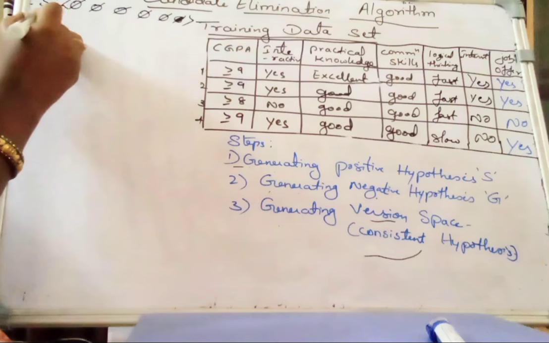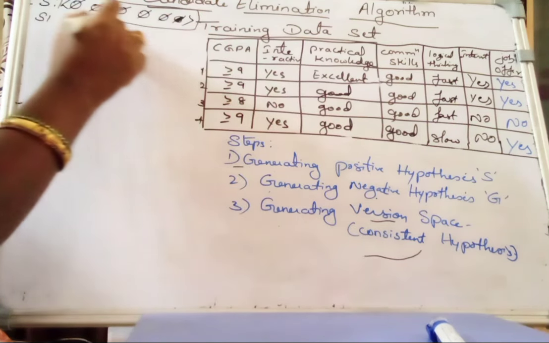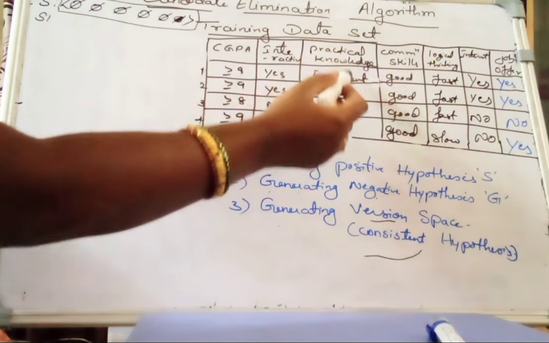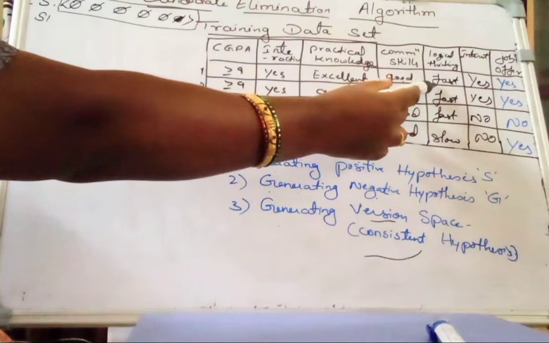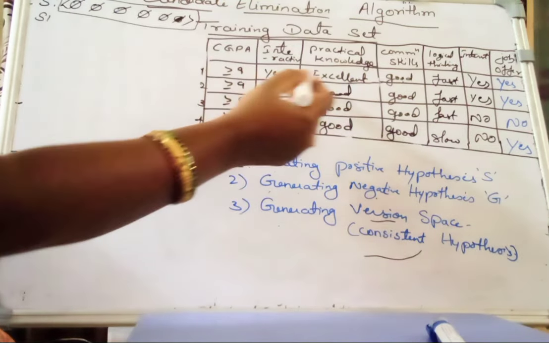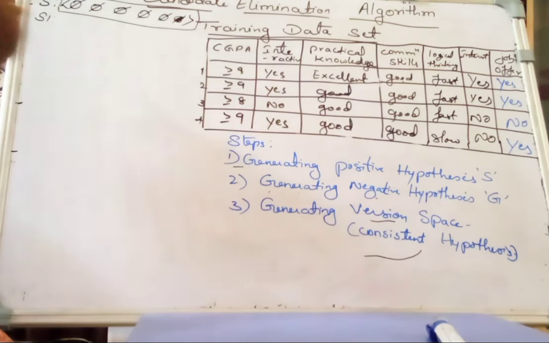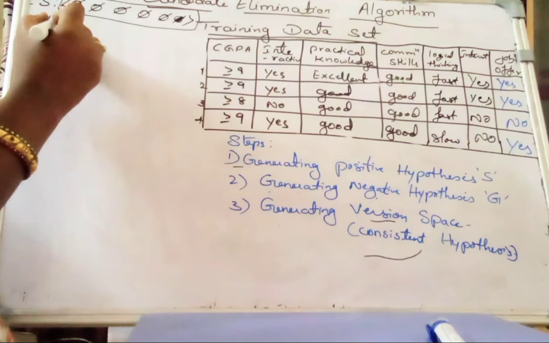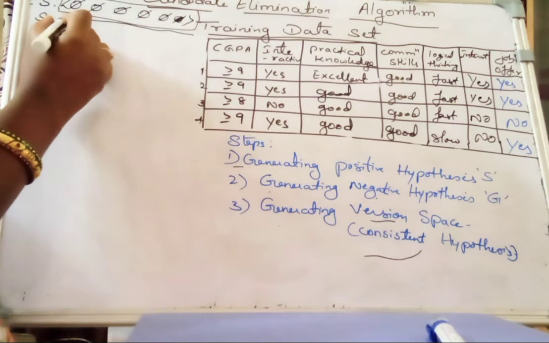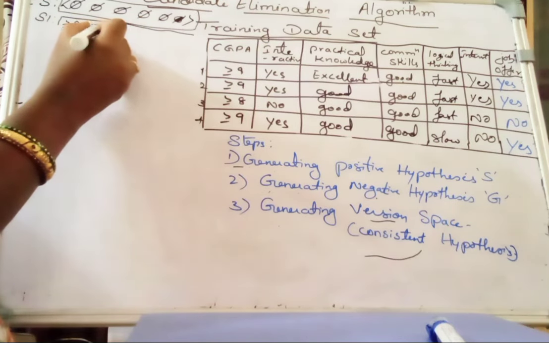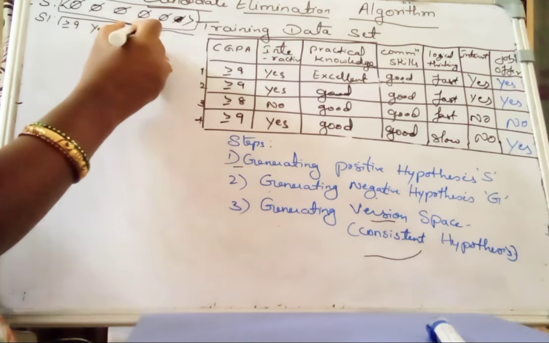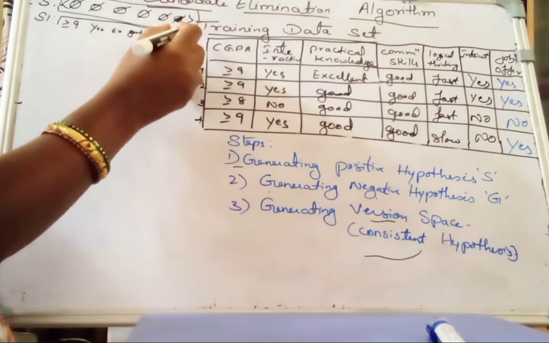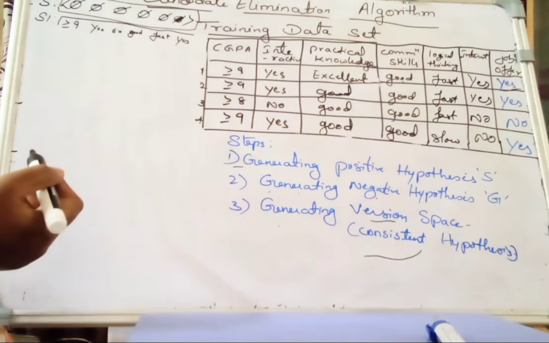Now I have to generate my S1. Whatever is given in instance 1, that is CGPA greater than or equal to 9, interactiveness yes, practical knowledge excellent, communication skills good, logical thinking fast, interest yes, I just copy all these attributes to the S1 hypothesis. After reading instance I1, that is what my first hypothesis becomes: CGPA greater than or equal to 9, yes, excellent, good, fast, and yes. Also, my job offer for this input instance is yes.